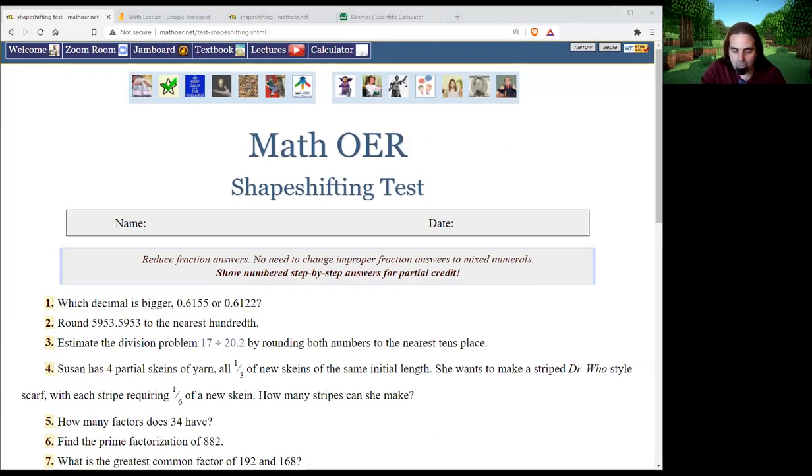Let me put it in chat. On Tuesday, we will do a shape-shifting test together using a PDF file. Okay, I have that note to look at.